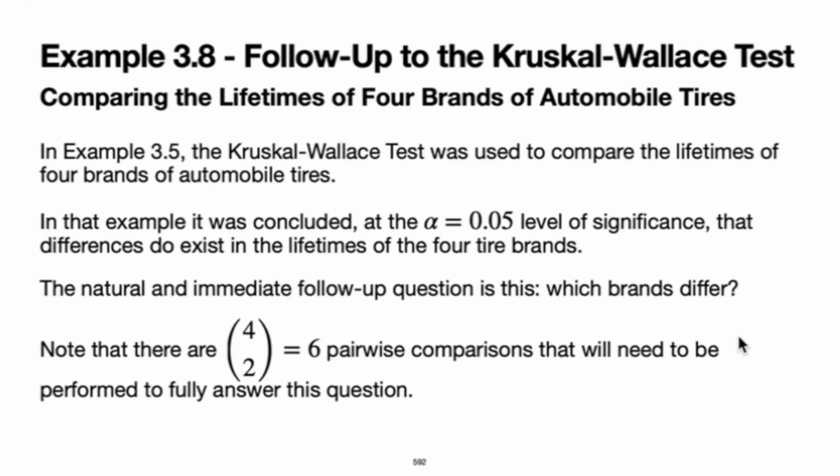In that example, we compared the lifetimes of 4 brands of automobile tires. We're going to follow up that analysis with some pairwise comparisons. So in example 3.5, the Kruskal-Wallis test was used to compare the lifetimes of 4 brands of automobile tires. In that example, it was concluded at the 0.05 level of significance that differences do in fact exist in the lifetimes of the 4 tire brands. So the natural and immediate follow-up question is, which brands differ? Now, with 4 tire brands overall that we're comparing, to perform all pairwise comparisons, we've got to compare 4 choose 2, or 6 pairwise comparisons.